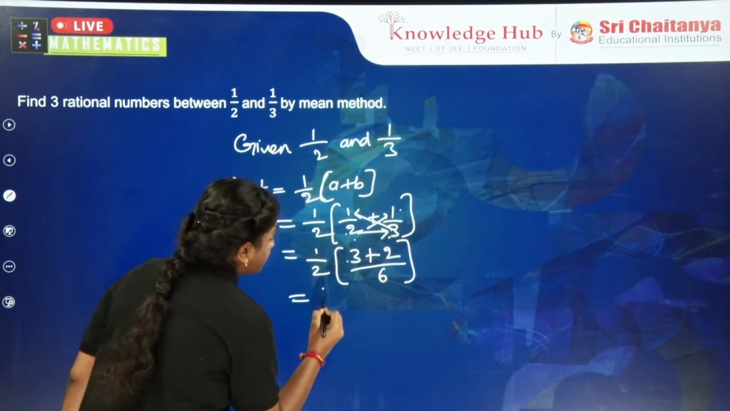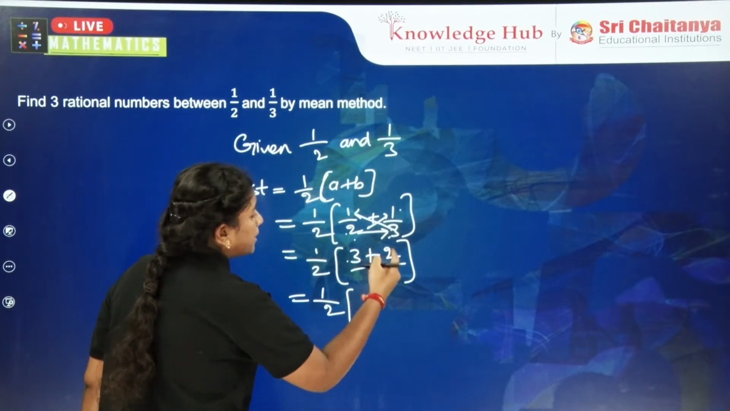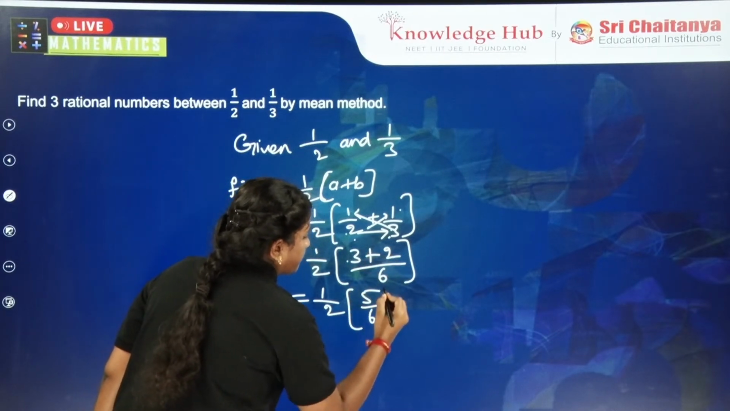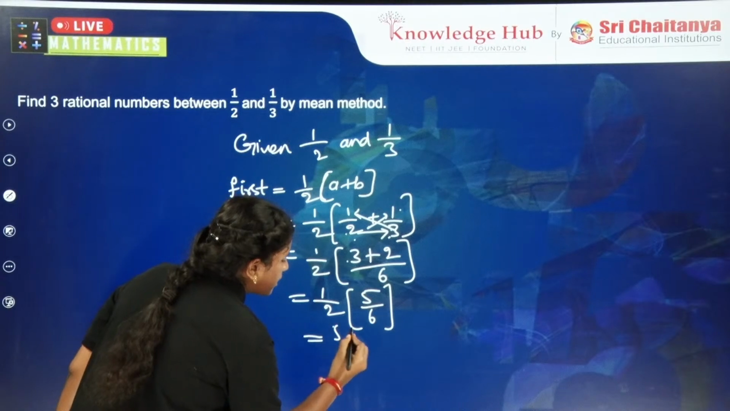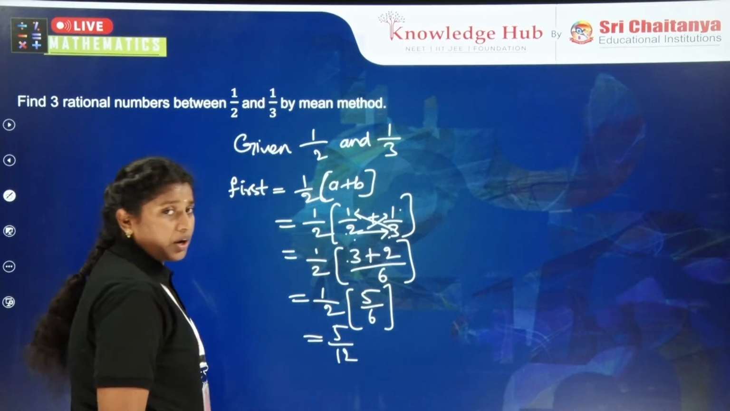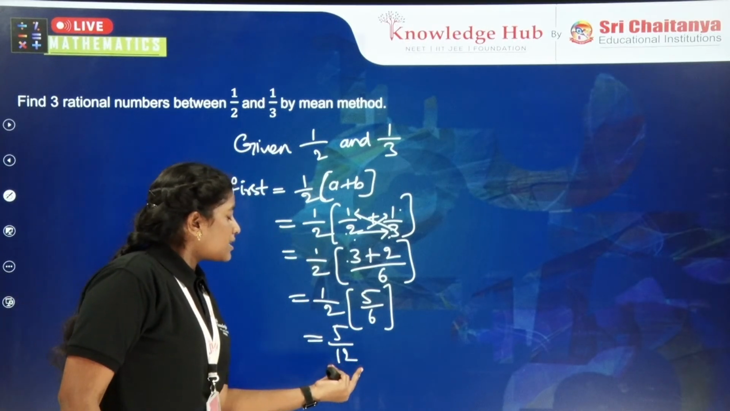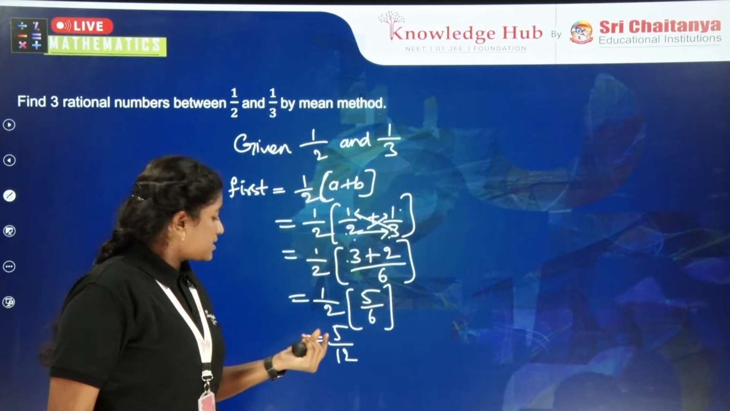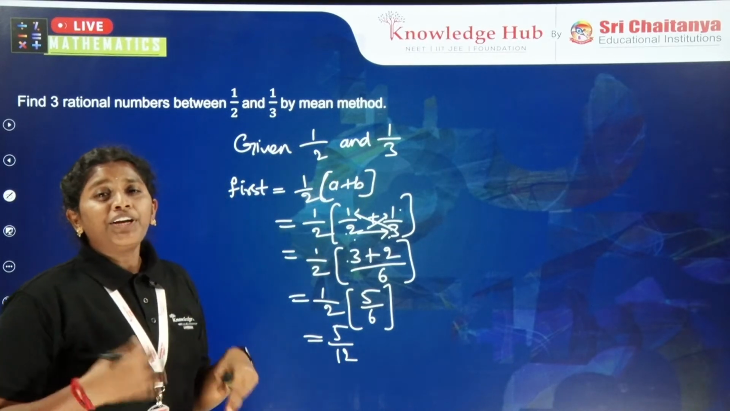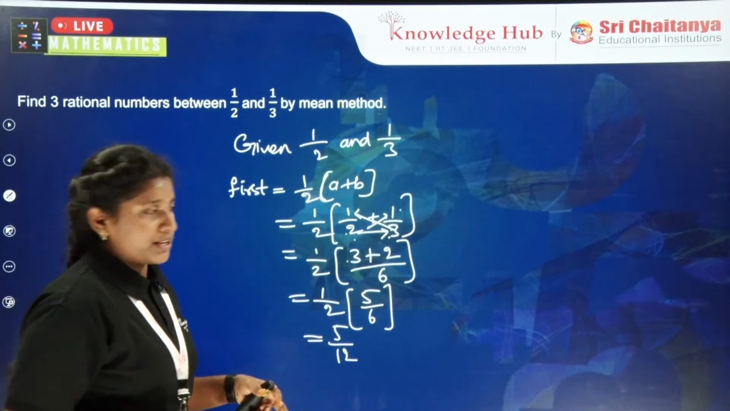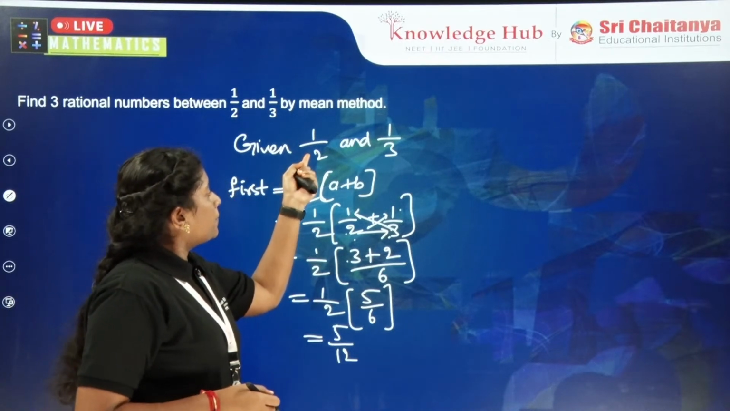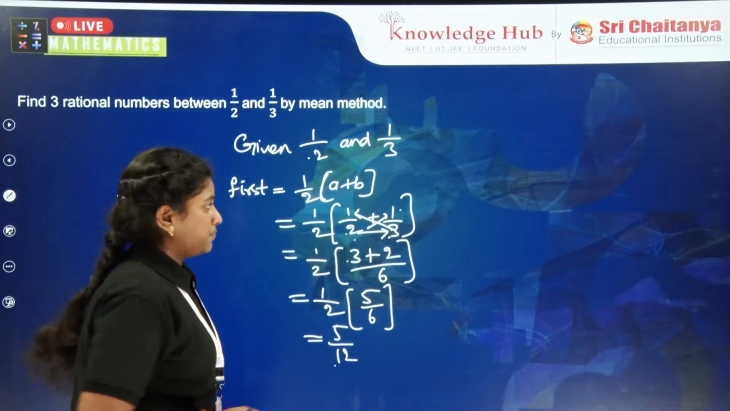Now coming to here, it will become 1 by 2 into 3 plus 2 will become 5 by 6. Now on simplification, it will become 5 by 12. So now I got my first number between 1 by 2 and 1 by 3 as 5 by 12. Still we need to find 2 more rational numbers between them.